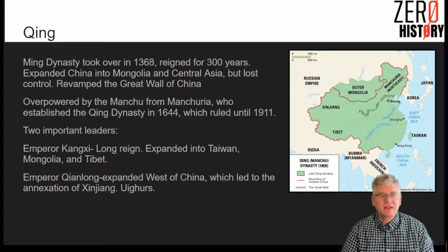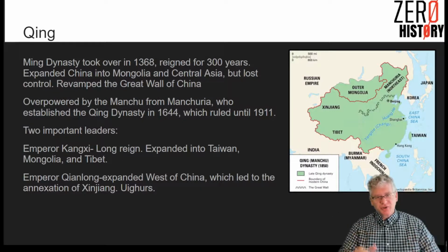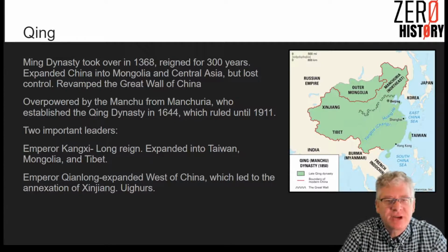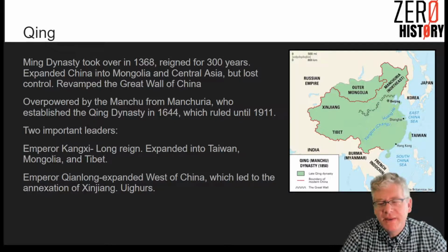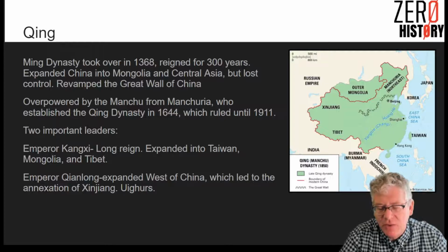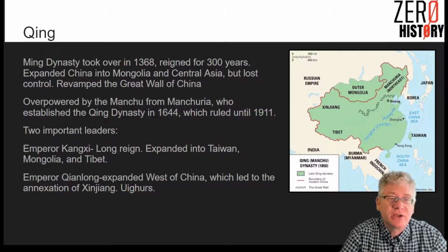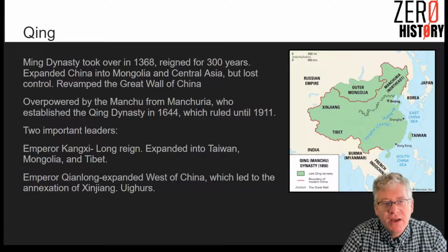Next up, we got the Qing dynasty. Now, we short-shrifted the Ming just a little because last time we talked about China a lot. We talked about the Yuan dynasty, but of course we did talk about Zheng He and others who are part of the Ming dynasty in time period 1. But it lasts about 300 years. They last from 1368 until the 1600s, basically.